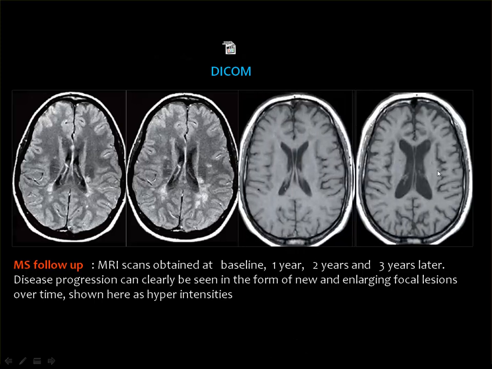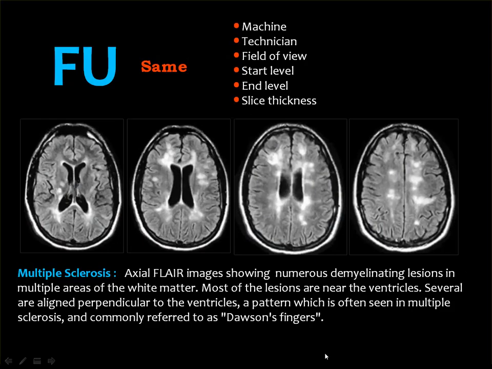Then the issue of atrophic brain changes should be mentioned in the report. You see the ventricles in the initial study and the ventricles in the later study, and there is evident development of brain atrophic changes.